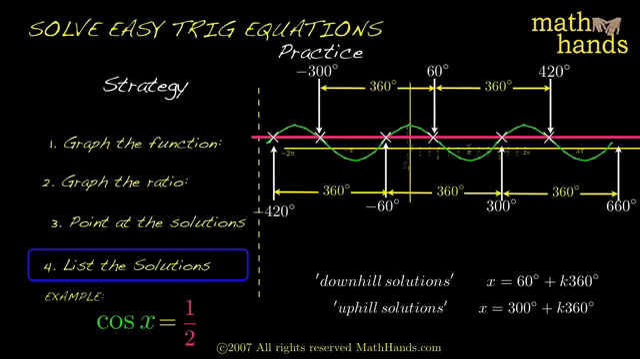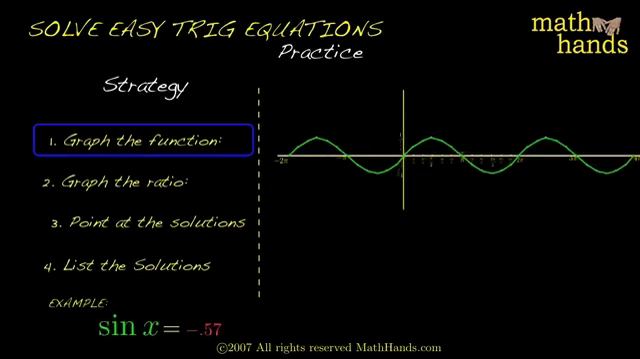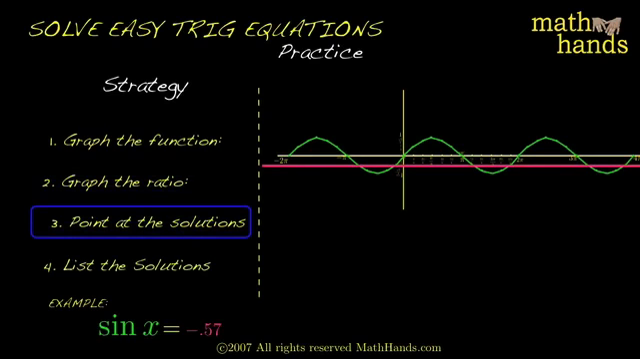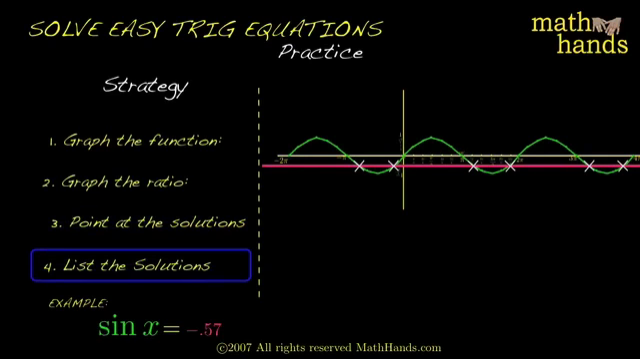Okay, maybe we can take a look at another one of these uphill, downhill business. So in this case, I'll take a non-famous ratio like negative 0.57. First step is easy. Graph the sine function. Graph the ratio, negative 0.57. Point at the solutions, easy. With my pinky I can do it. List the solutions. This is where it gets interesting.